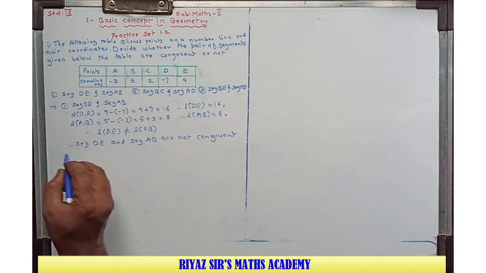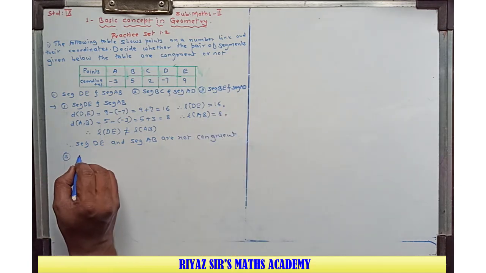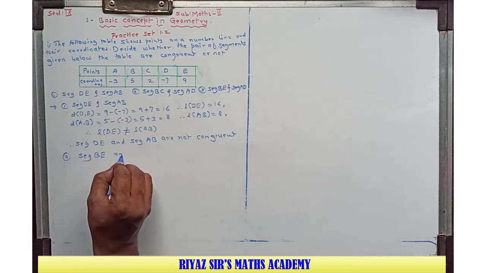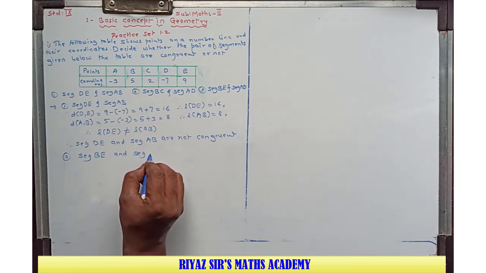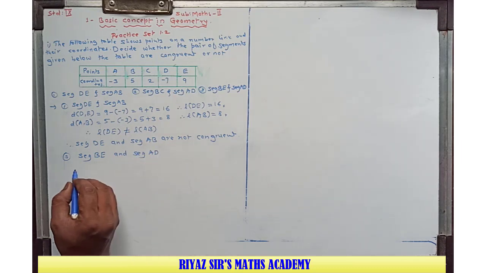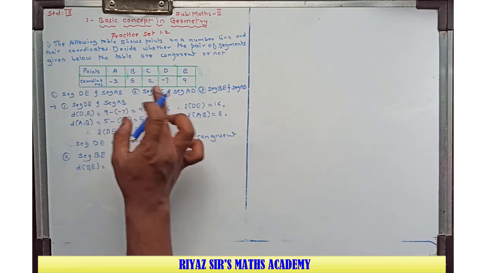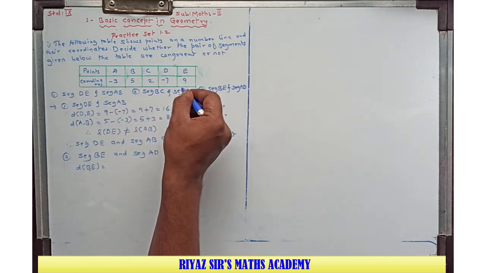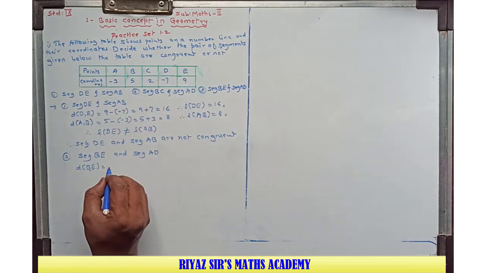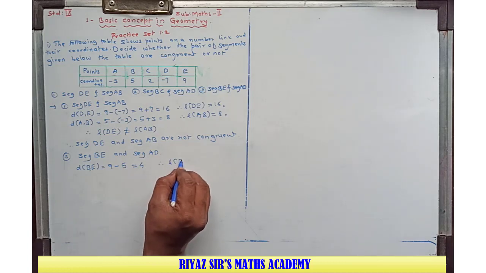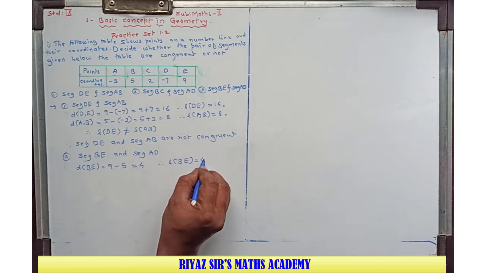Now we'll take the third one. For the third pair, segment BE and segment AD. Here we find distance BE first. Coordinate of B is 5, E is 9. Which is greater? E is greater, so we subtract 5 from 9, so 9 minus 5 is equal to 4, and therefore length of BE is equal to 4.